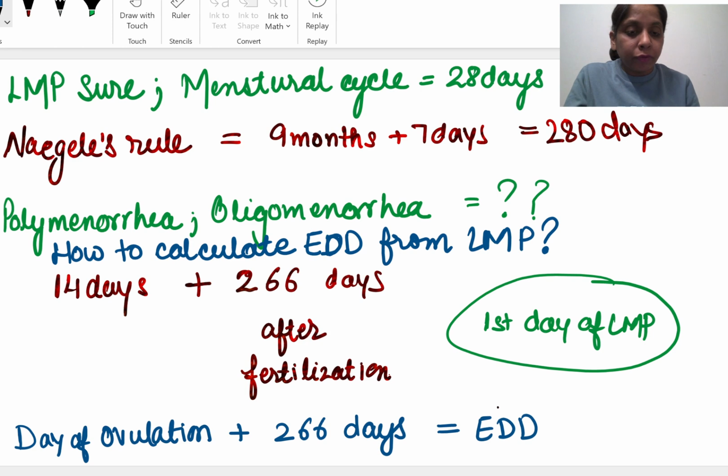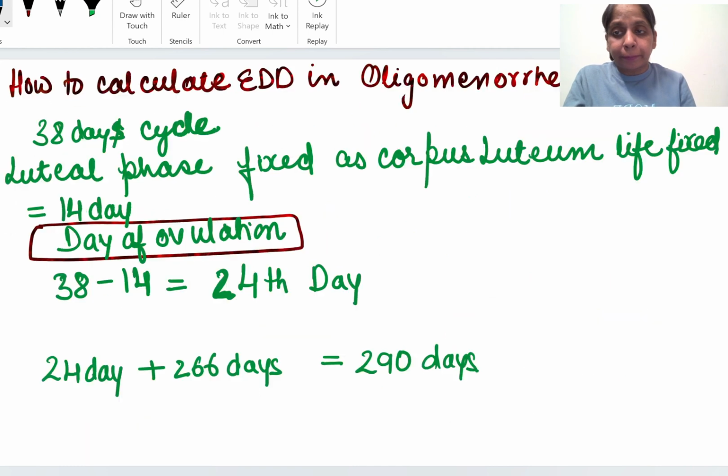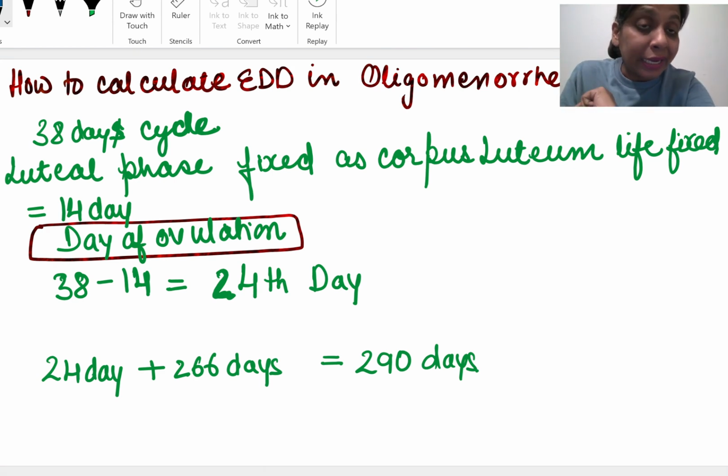Now let's see how we do it. For example, here we are taking the case of oligomenorrhea. If the cycle was of 38 days instead of 28 days, now as you know, the luteal phase is fixed. The last 14 days is the luteal phase. So in the 38 day cycle, the ovulation will be occurring on 38 minus 14, the 24th day, right? Because the follicular phase varies and the luteal phase is fixed.